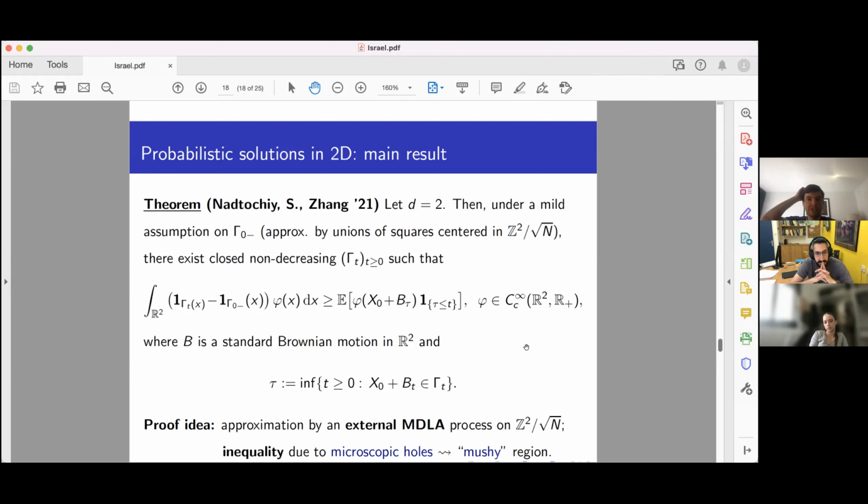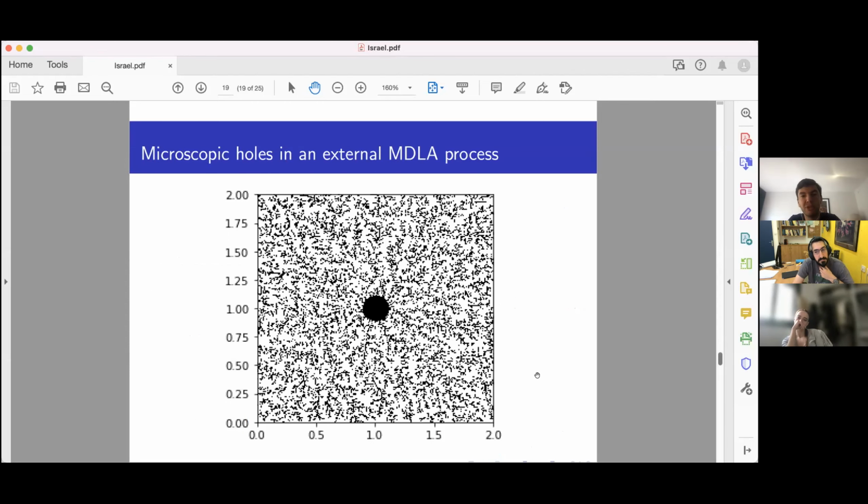Okay, and so to explain why we only get the subsolution, let me just briefly say what we're doing. So, I didn't say it before in fact, but for the existence, what we do is we construct an approximating growth model. And so here the natural model to look at is a certain version of external diffusion limited aggregation. So that would look something like this.